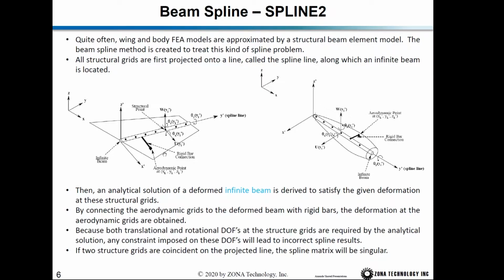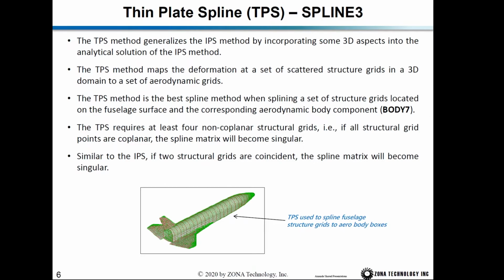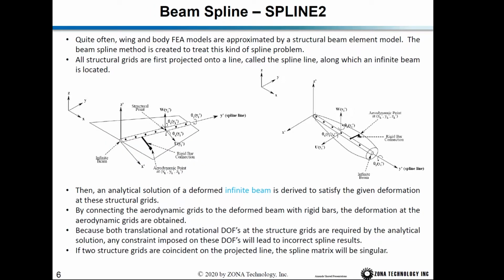And so, because unlike spline 1 and spline 3, the TPS and IPS methods only need the translational degrees of freedom from the structure model, the beam spline also requires the rotational degrees of freedom. So if you have a structure model which is modeled by beams, then you have to make sure all the grid points have 6 degrees of freedom deformation. And this is required by the beam spline.